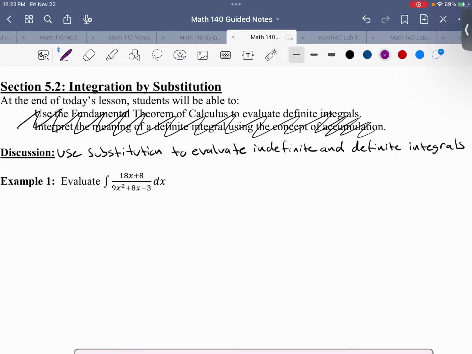Hi, everybody. Welcome to section 5.2, where we will be discussing integration by substitution. The learning objectives for this section will be to use substitution to evaluate indefinite and definite integrals.